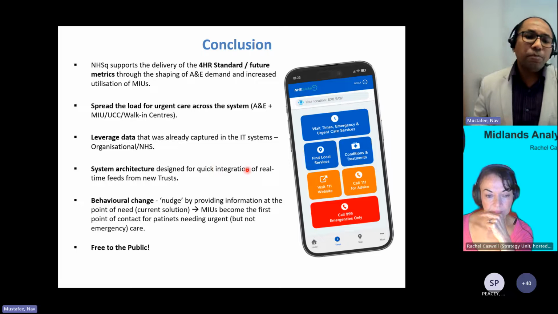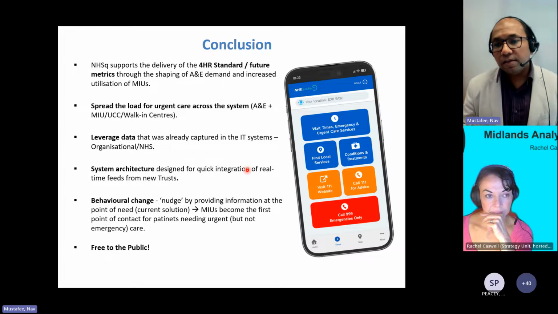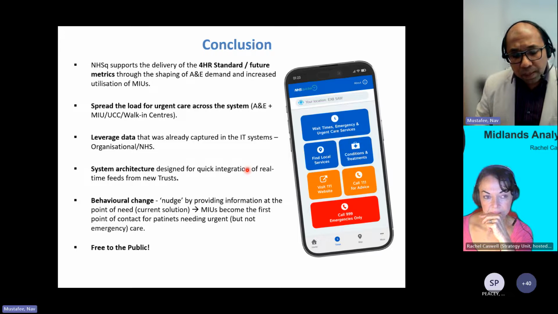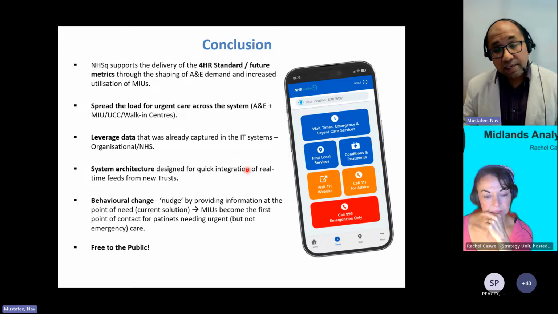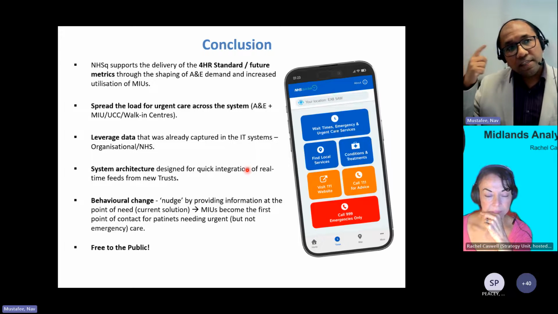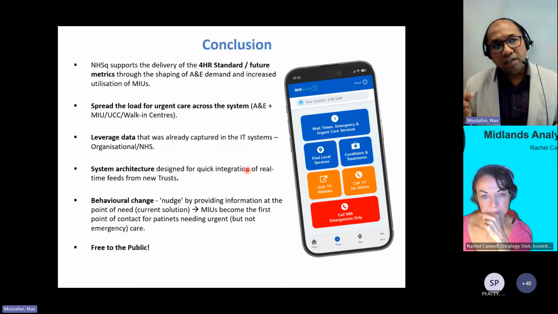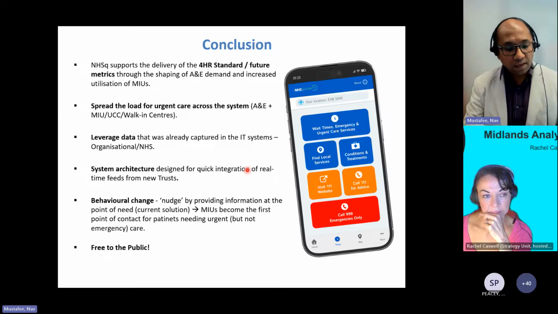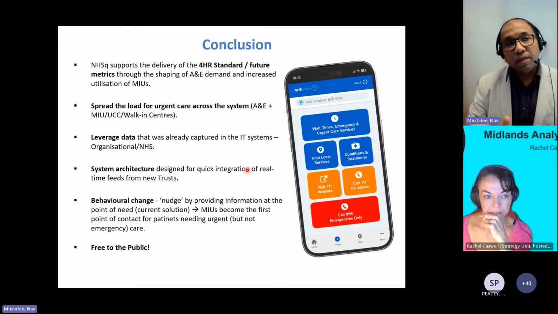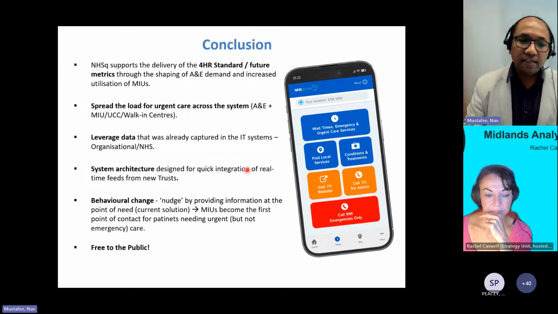And the last thing is about behavior change, right? Currently, what we are doing is showing them the app and nudging them. But as people become more aware of the other centers, even if they don't have the app, they draw a connection that, okay, you know what? I really don't need to be in any department. So, okay, I don't have the app, but I know that it is better for me to go to an MIU or urgent care center rather than ED.